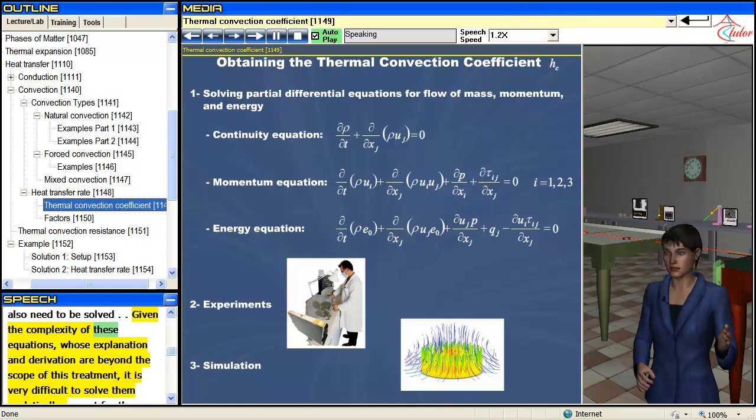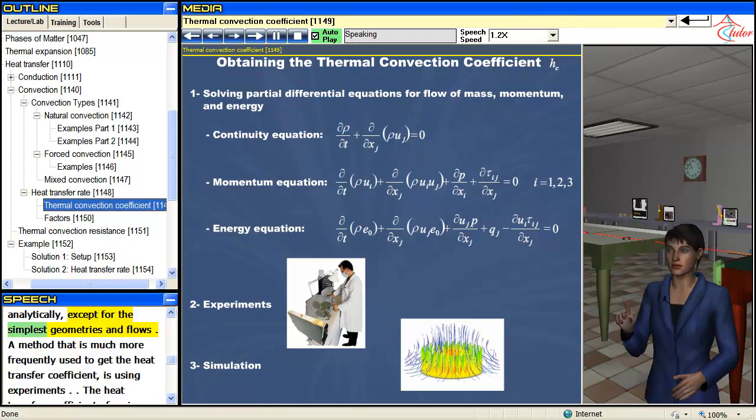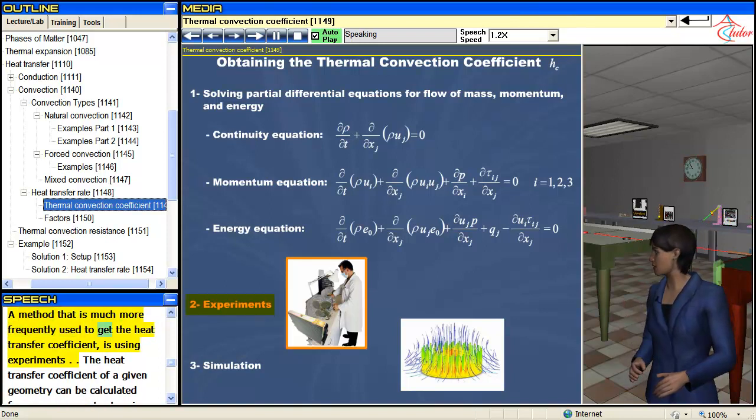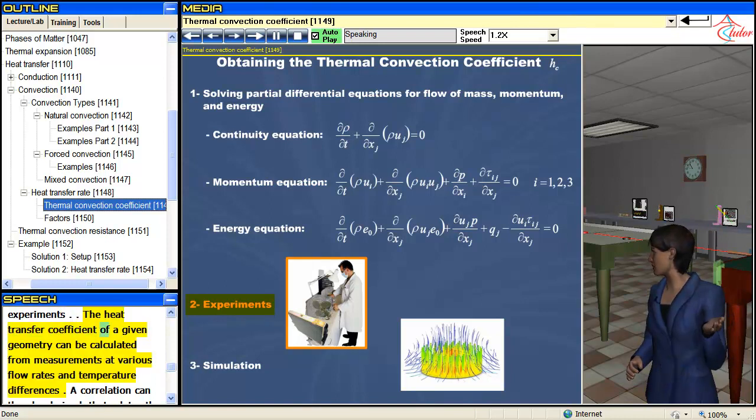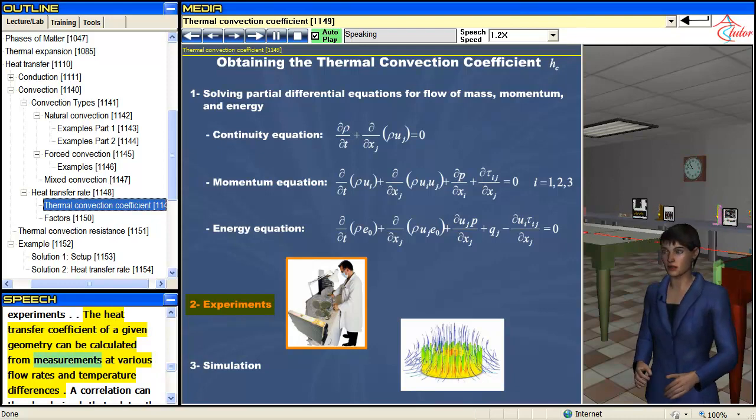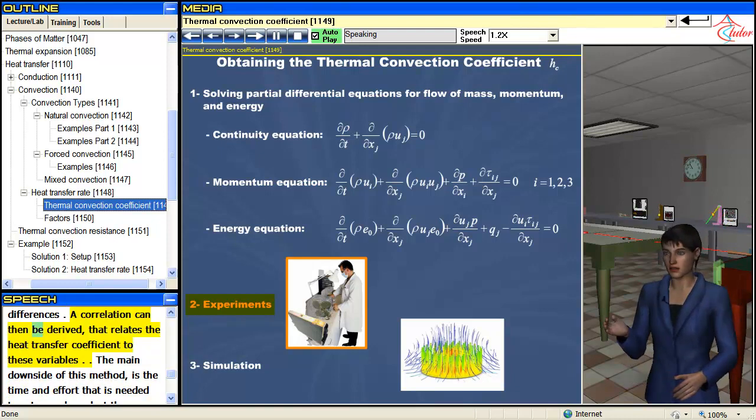Given the complexity of these equations, whose explanation and derivation are beyond the scope of this treatment, it is very difficult to solve them analytically, except for the simplest geometries and flows. The method that is much more frequently used to get the heat transfer coefficient is using experiments. The heat transfer coefficient of a given geometry can be calculated from measurements at various flow rates and temperature differences. A correlation can then be derived that relates the heat transfer coefficient to these variables.